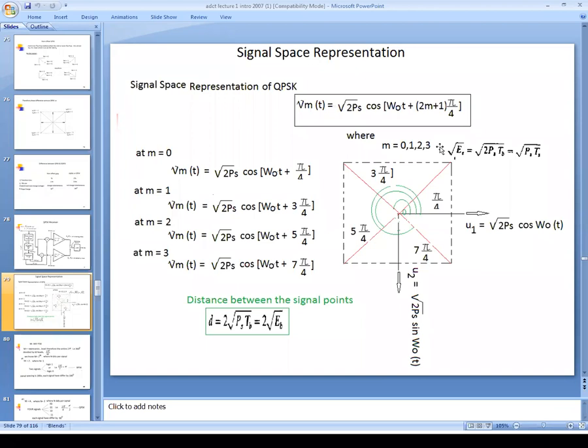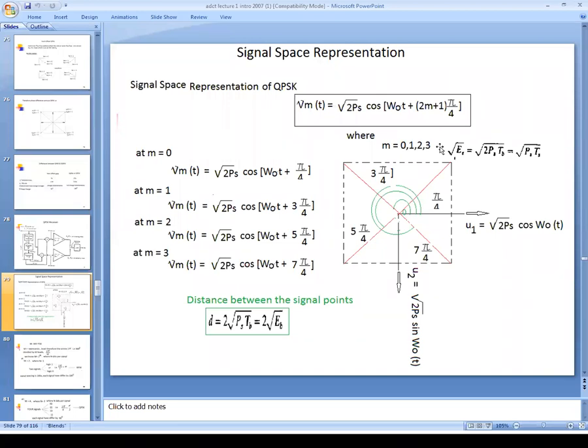What is the third signal? m is equal to 2 now, so it is 5 pi by 8. What is the fourth signal? m is equal to 3 there, so it is 7 pi by 8. What is the fifth signal now? Small m is equal to 4, so 4 into 2 plus 1, 9 pi by 8.